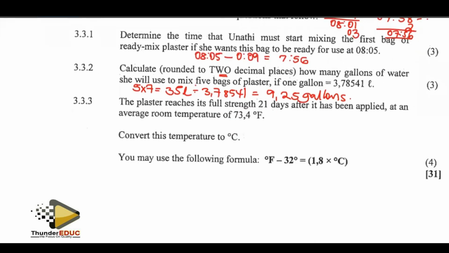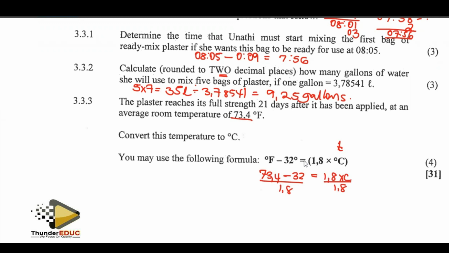Okay, there we go. This one needs 4 marks. I was wondering why, but you look at the formula, it's a little bit incomplete. You need to see the subject. Substitute. You already have the F as 73,74. Substitute, you get 73,74 minus 32 equals 1,8 times C. Because you want the C, divide through by 1,8 on both sides.